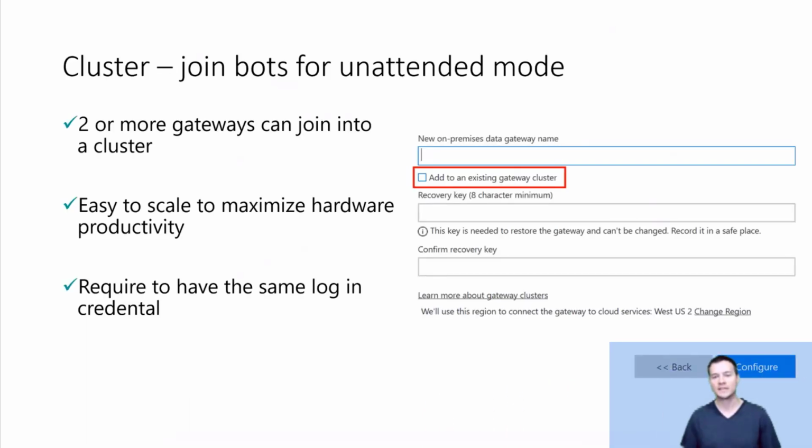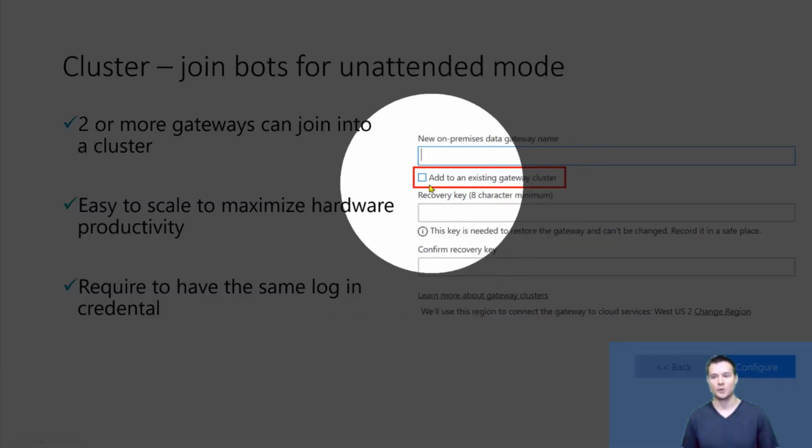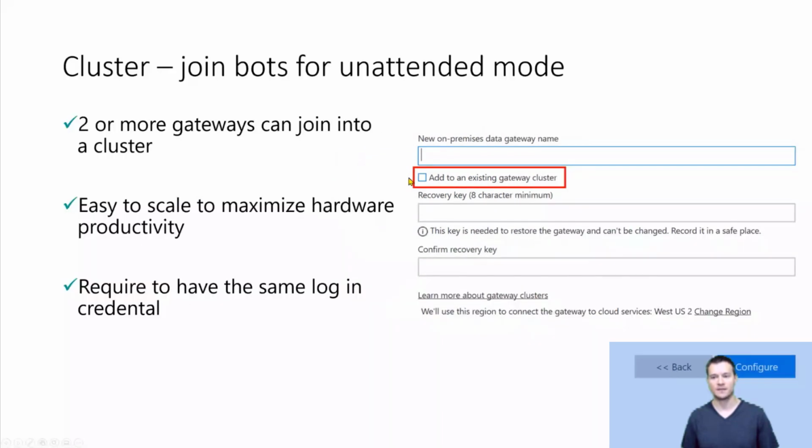Last bit of information about orchestrating in an unattended approach. We're discussing scaling up into thousands of parallel sessions, and there are two approaches we can have there. When we're installing an on-premises data gateway on the machine, we can either create it as a new gateway instance in Azure, or we can select this checkbox beneath to add it to an existing cluster. If we add this new machine to an existing cluster, then we are creating a network of bots running under the same gateway.